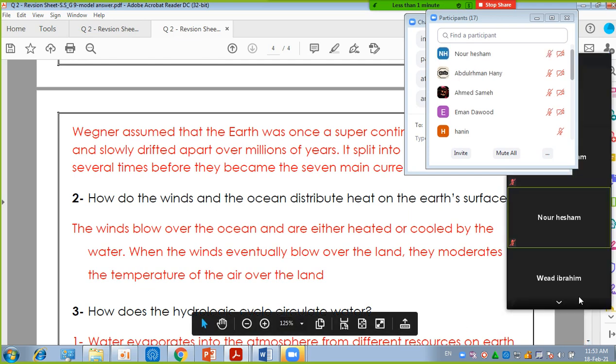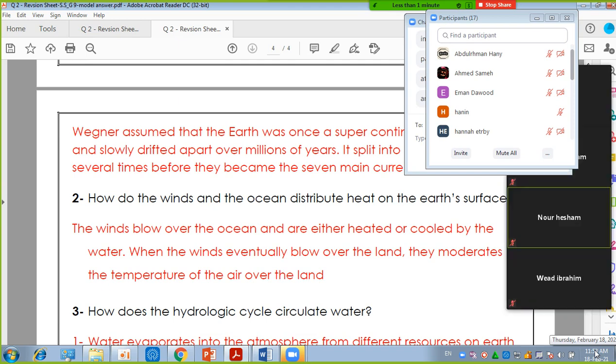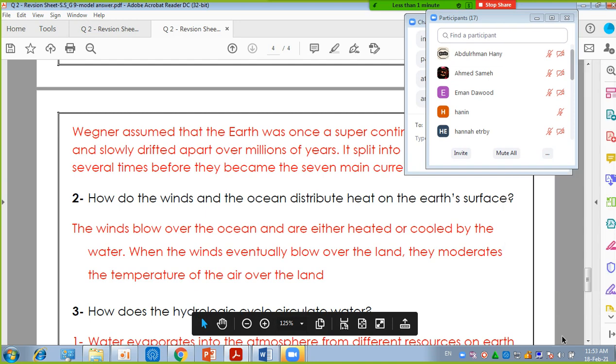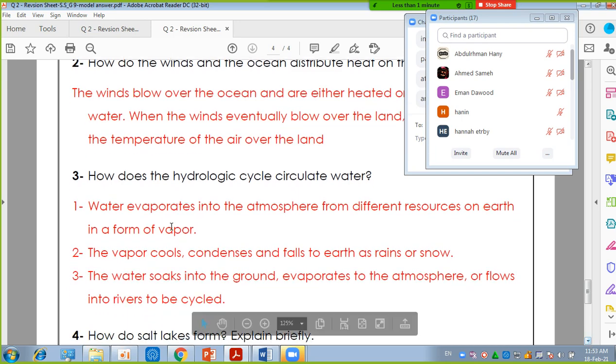Okay, the third question. How does the hydrologic cycle circulate water? He wanted to describe the circulation of the water between the earth and the atmosphere. The story starts with the water evaporating into the atmosphere from different resources on earth in the form of vapor. Like what? Like oceans, seas, rivers, lakes, like the planet itself. So the water evaporates from different resources in the form of water vapor.